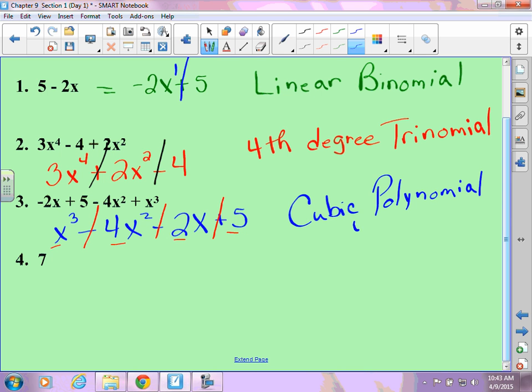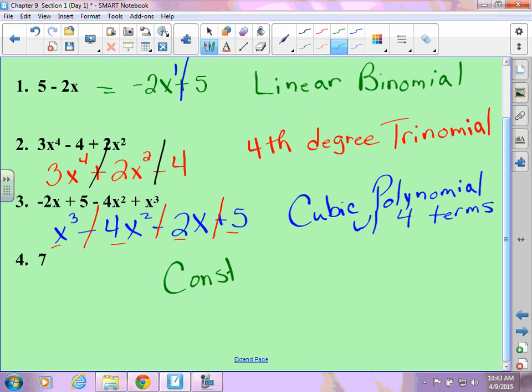And then the last one, is that in standard form? Yes, it is. What is the first name? It is a constant. Why is it a constant? Yeah, it's just a number, isn't it? It doesn't have a variable with it, so I call it a constant. How many terms? 1, so it's a monomial.